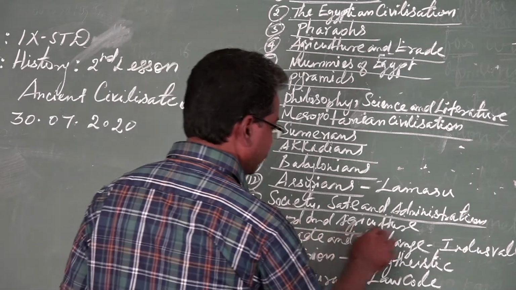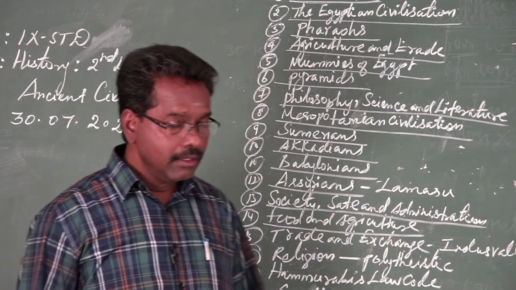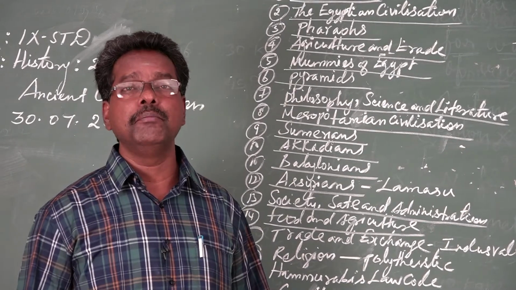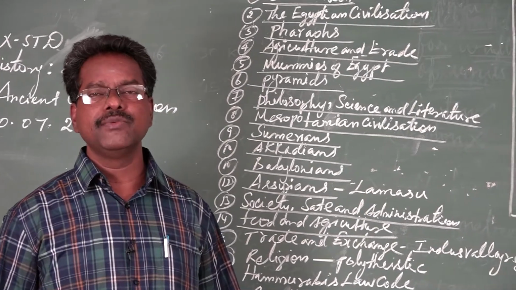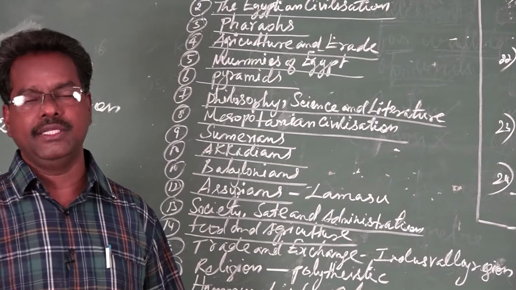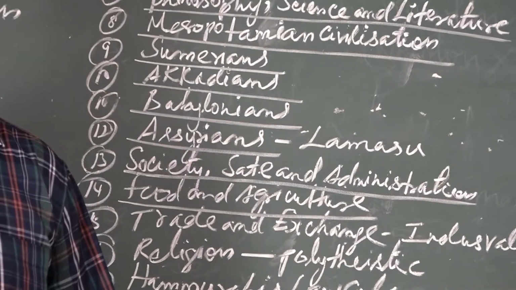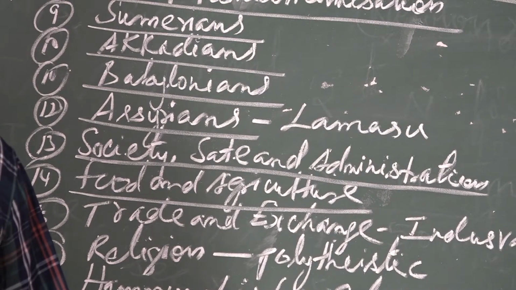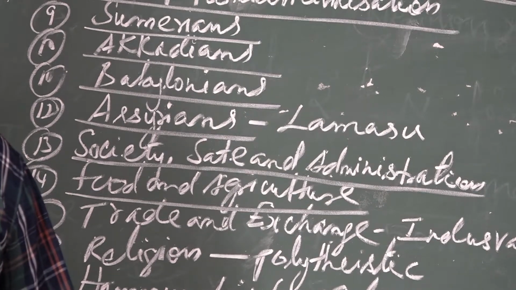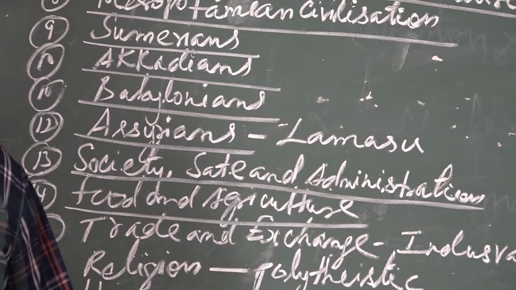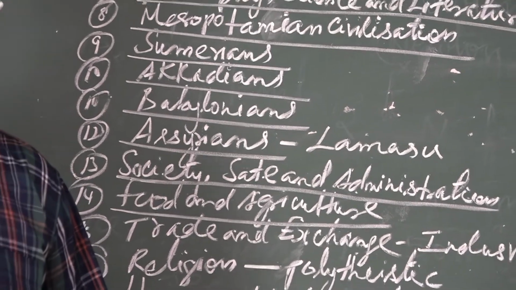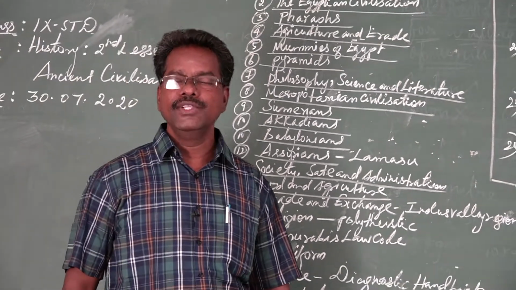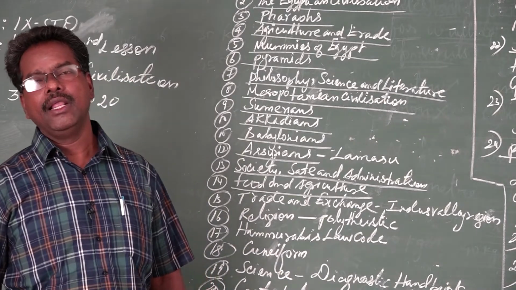Food and agriculture. Among the Mesopotamian peoples, agriculture was the major occupation. The irrigation system was the best source for development of agriculture. Mesopotamians cultivated wheat, barley, onion, grapes, apple and dates. They domesticated cattle, sheep and goats. Fish was a very important part of their diet.